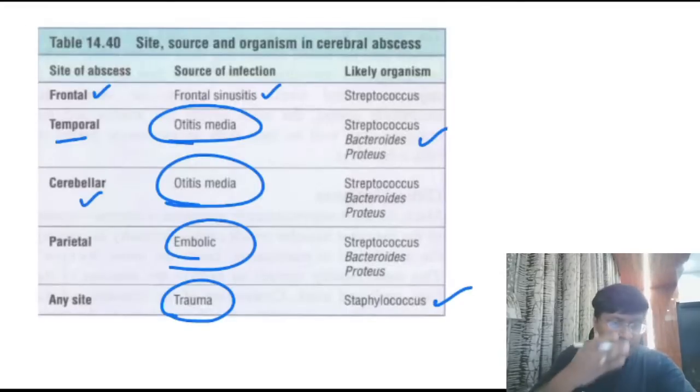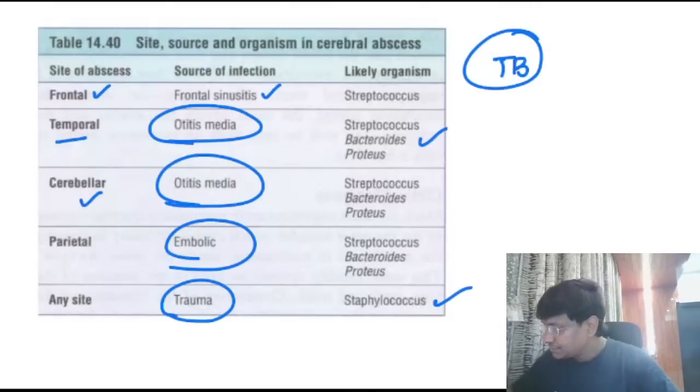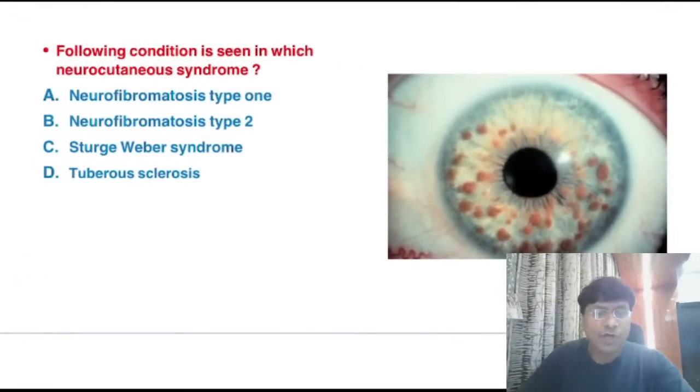Right. Now, yes, Sushant, in case of the immunocompromised patients, the most common organism that can cause the cerebral abscess could be your tuberculosis. Right? Could be your tuberculosis. Okay. Right. Now, having discussed the story related to cerebral abscess, now you see the next question. Yes. The following condition is seen in which neurocutaneous syndrome? Neurofibromatosis type 1, neurofibromatosis type 2, Sturge-Weber syndrome, tuberous sclerosis.